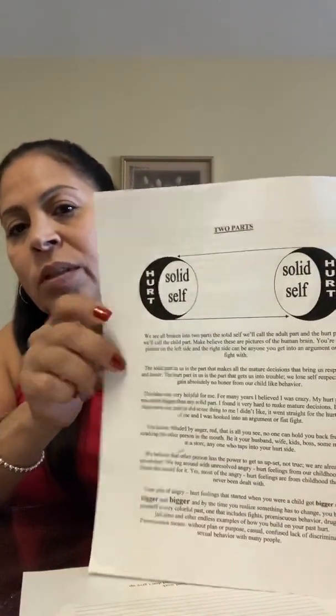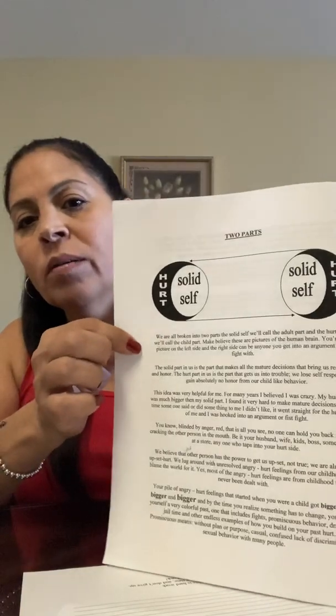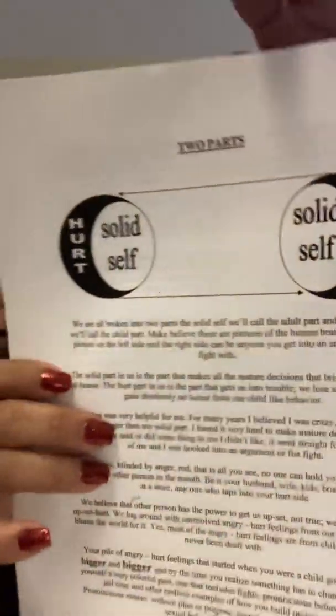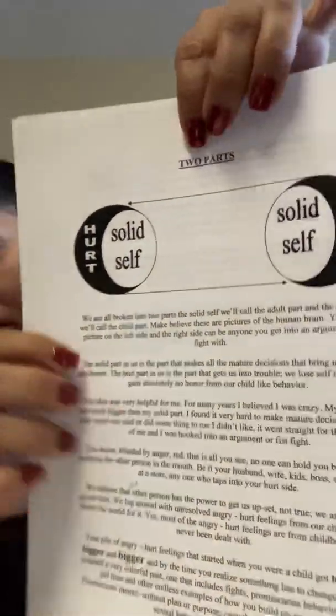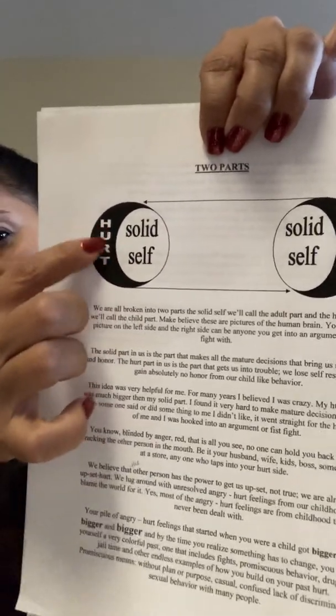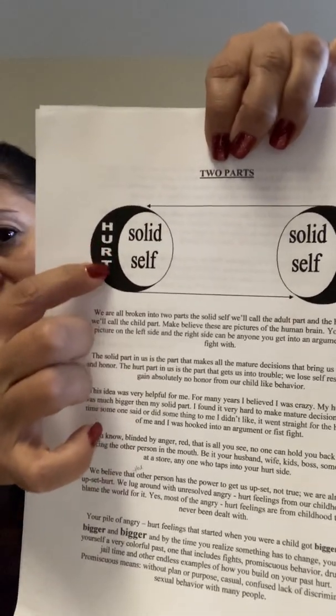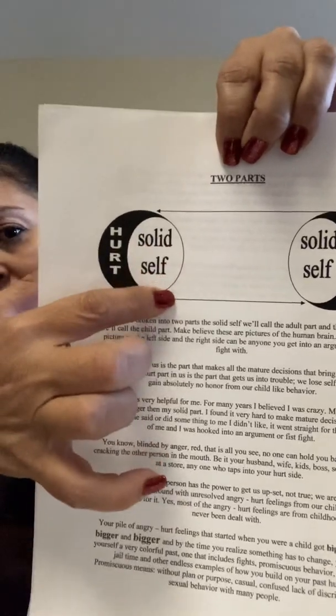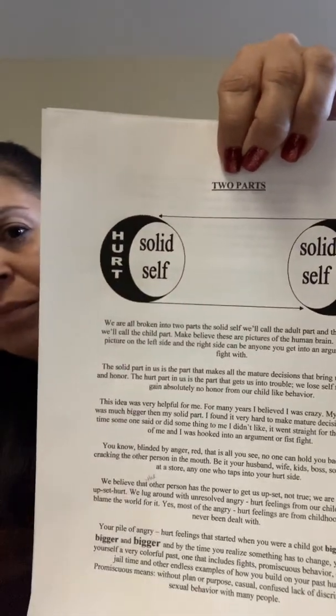So today I'm going to read to you. This is not in my first book, because this is part of a second book I'm working on. It is called The Two Parts. And this is our mind, let's just say. The hurt part is the emotional part of our minds, and the solid part is our solid self.